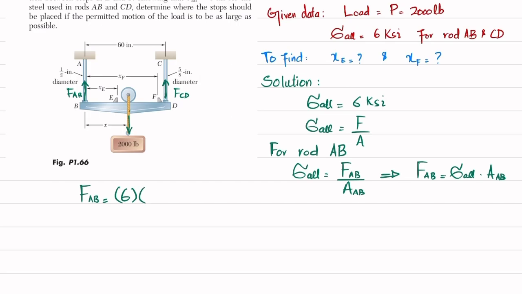Clear? So FAB will be equal to sigma allowable, which is 6 ksi, multiplied by the area of this rod. Area of rod is equal to pi by 4 d square. So pi by 4 multiplied by d, which is 1 over 2, square. When you solve this, you will get FAB comes out to be 1.178 kips.